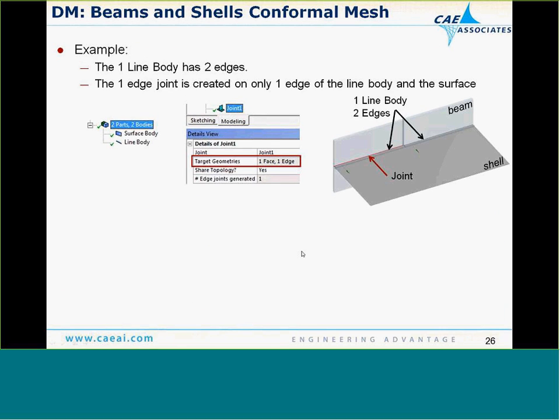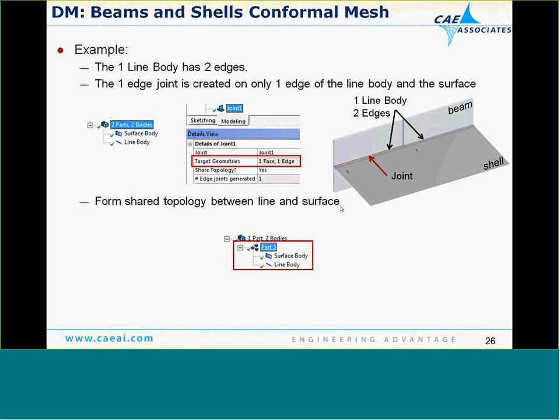So then, just another example, is if you had a surface and a line body in Design Modeler, and you created a joint, but you create the joint on only one edge of a line body. This part right here is one shell, and then there's one line body that goes from each end here. But the line body has two edges, so you can see that this is the cross-section turned on for the beam. So there's two edges to the beam. So we created a joint from the one edge of the line body to this face of the shell here.